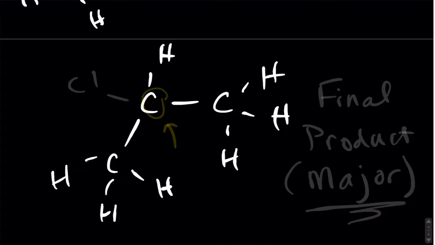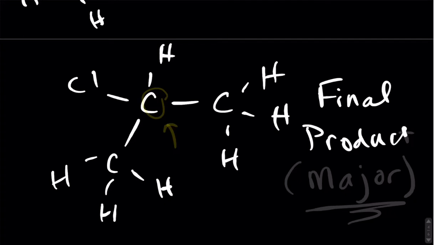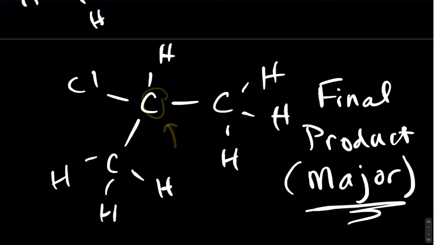That looks like this. And then we have to add on our chlorine. So this is going to be our final product, meaning the major product, or the more stable product that we're going to form. So now we can look at our questions.